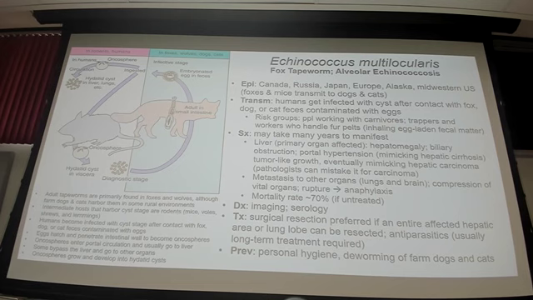And the treatment is much the same. Surgical resection can be done. If it's in the lungs, you might be able to resect the lungs. Antiparasitic treatments will be long-term, antiparasitics for a certain period of time.